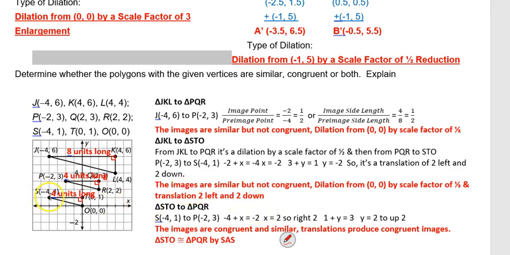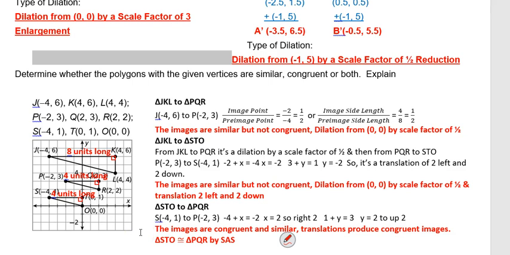Then our last one has to do with STO and PQR. So STO is there and PQR is there. The images are congruent and similar. Translations produce congruent images. And again, up here we talked about how we had moved 2 to the right and 2 up if we were going STO to PQR. If we look at S to P, 1, 2 and 1, 2 up. If all of these, 1, 2, 1, 2 up. So if we do just a translation, then obviously we know that the images are congruent.